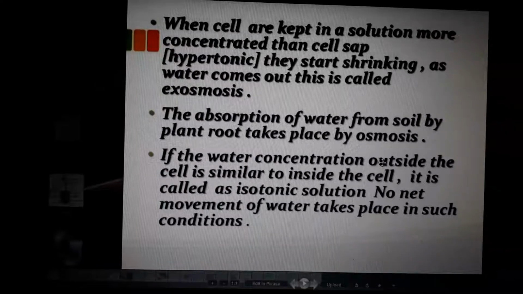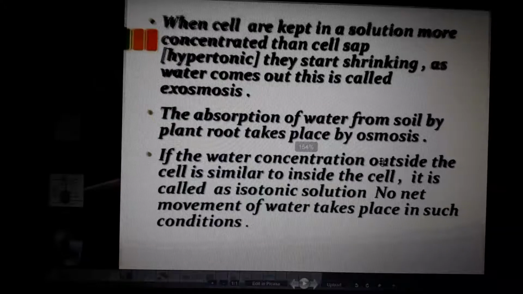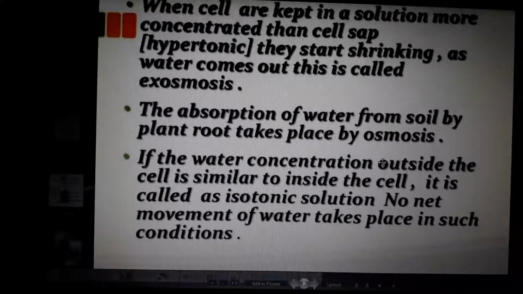The absorption of water from soil by plant roots takes place by osmosis. Okay, this is another example of osmosis. You already know that the roots of the plants absorb the water from the soil. That particular method is also because of osmosis.